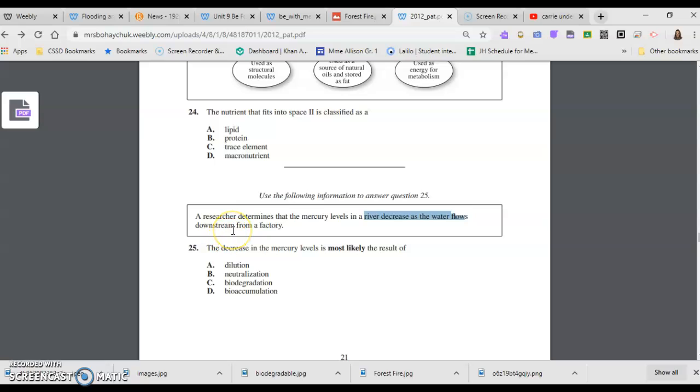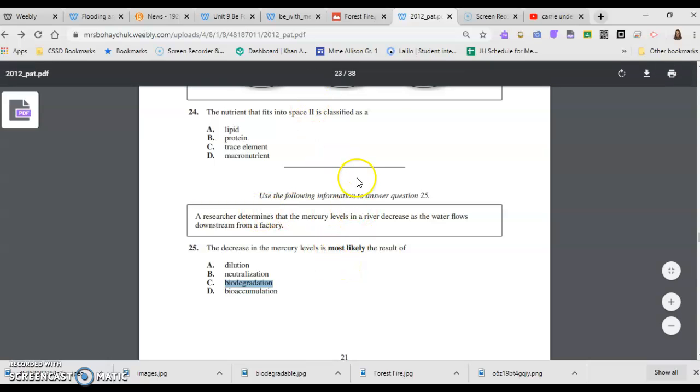Okay, so as there gets to be more water, it is actually being diluted. That would be very easy to jump to conclusions and pick bioaccumulation, but it's actually dilution for this question. Why not neutralization? Has nothing to do with acids and bases. Biodegradation has to do with biodegradable, and we know mercury doesn't break down naturally in the environment, so it's not that one. Okay, so they put this one on here, hoping you would just jump to that when you see mercury. But actually reading the question, you see that it's actually dilution.